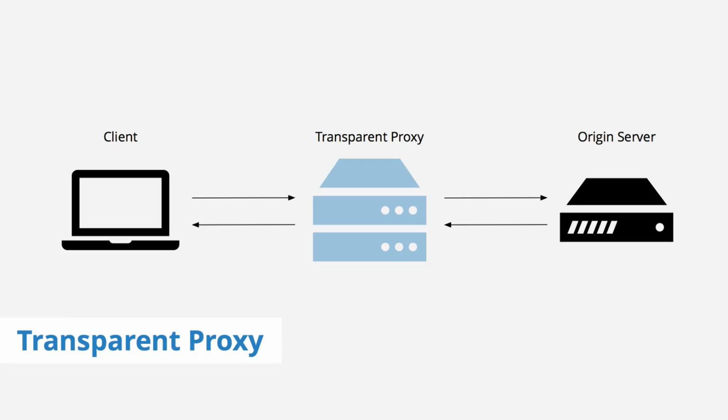Transparent proxy. A transparent proxy is a type of proxy server that does not require any configuration on the client side. It is often used by businesses to monitor and filter internet traffic. A transparent proxy is called transparent because it does not hide your IP address or modify your network traffic. It only intercepts your traffic and forwards it to the destination server.